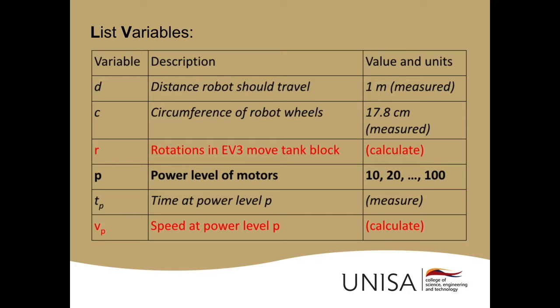Now, however, we also need to pay attention to the power level of the motors, and that's what's given to us, thus in bold. We want to do power levels 10, 20, 30, up to 100. We're not going to do power level 0 because then the robot stands still and it will never cross any of the lines. t sub p is the time at power level p. So we do different power levels, that's our variable p, and for each of the power levels we need to measure the time. And finally, v sub p is the speed that we calculate for each of the power levels based on our measurements.